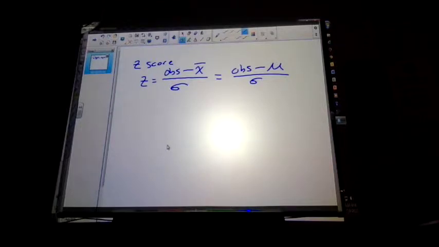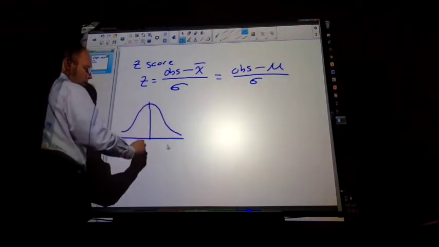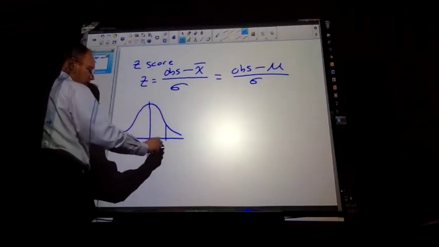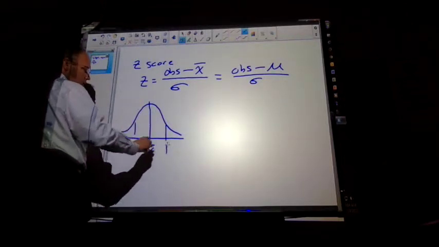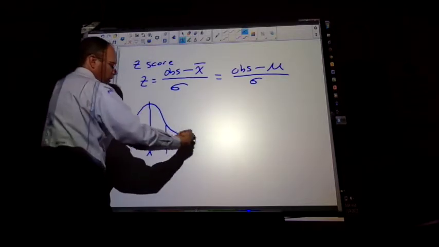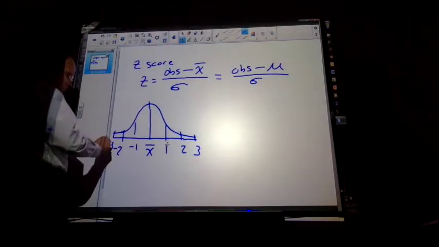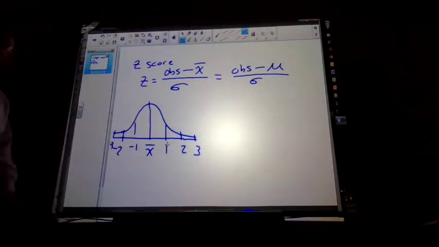So the z-score, for the most part, is basically taking your standard deviations and creating them as a decimal amount. Okay, so you have your average, 1 standard deviation, 2 standard deviations, 3 standard deviations. Okay, so that's how we run through it.